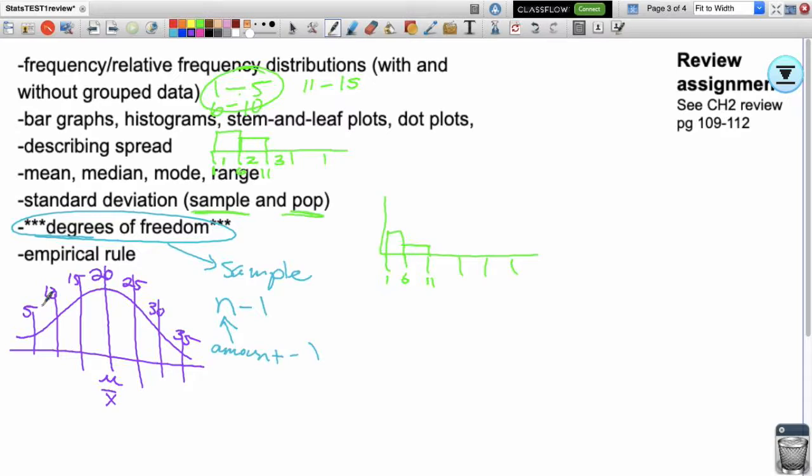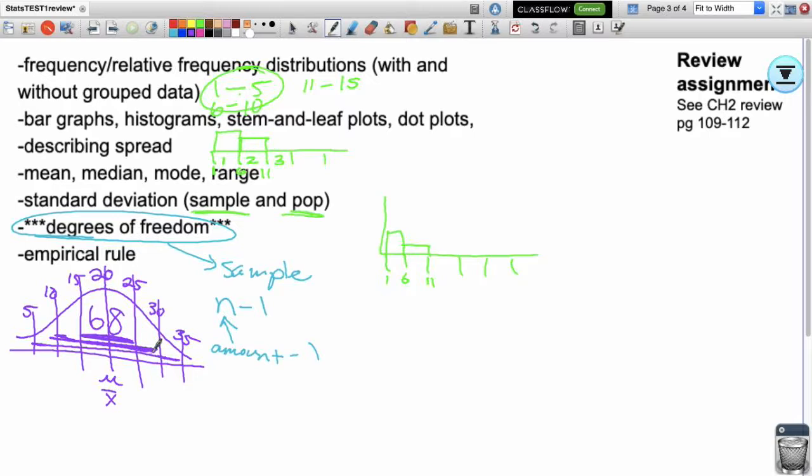Does anyone remember what the groupings for percentages are? I've said them a lot, but I've not made you say them. One standard deviation in each direction is going to be 68, good. So from here to here is 68. Two standard deviations out in either direction, so from the 10 to the 30, would be what? 95. And then the last one is almost everything. 3 standard deviations out should be 99.7.